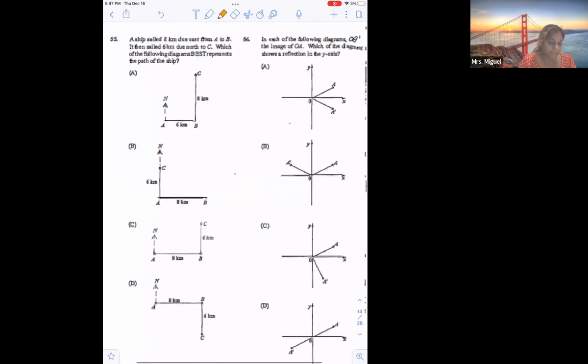A ship sailed 8 kilometers due east and then due north. So we're looking for east and then north. 8 and then 6. So the only answer is this. 8 due east, 6 due north. We want a reflection in the y-axis. So this is the object. The image would be here. The answer is B.